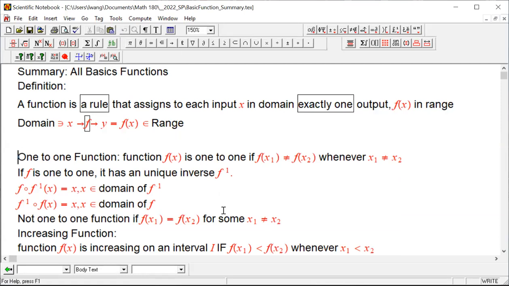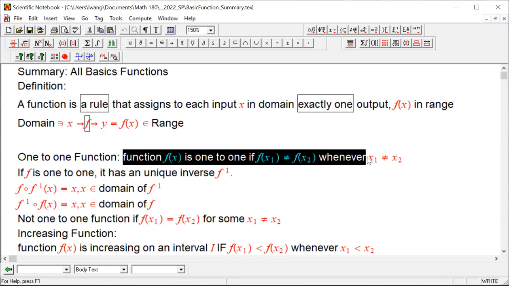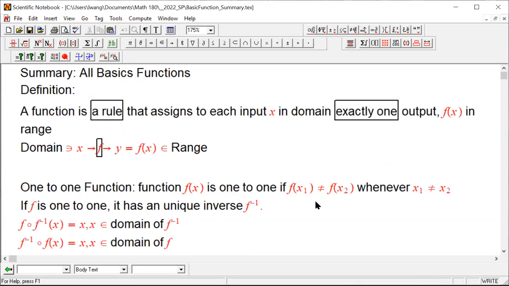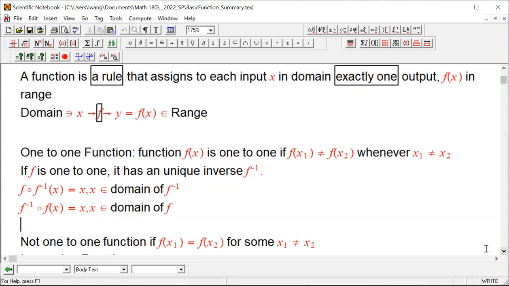And then we talked about one-to-one functions, and the definition of a one-to-one function, and its important properties. If a function is one-to-one, it has a unique inverse. Let me make sure you can see this negative sign there: f inverse. So if it's a one-to-one function, it has this property. We have applied this property to numerous cases where a function has exactly one inverse.